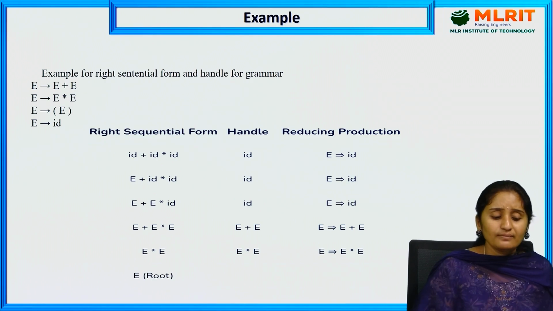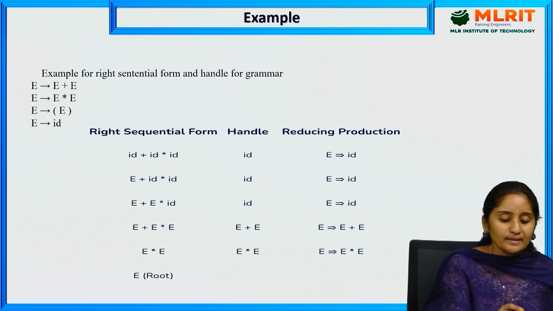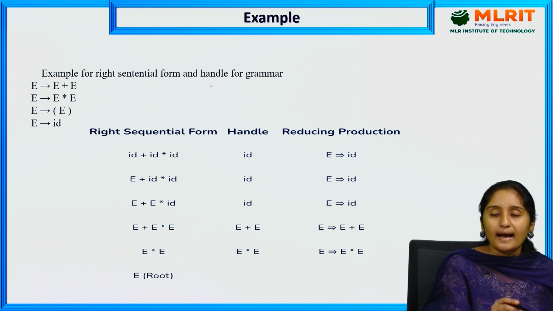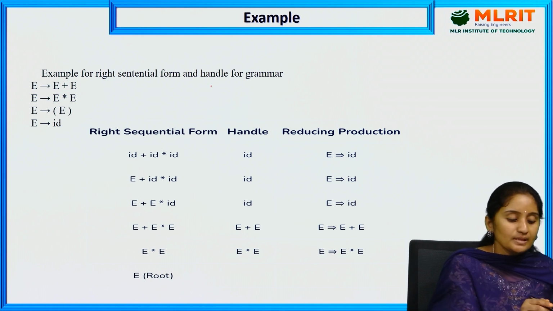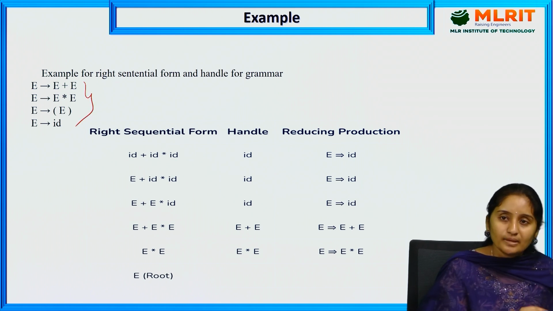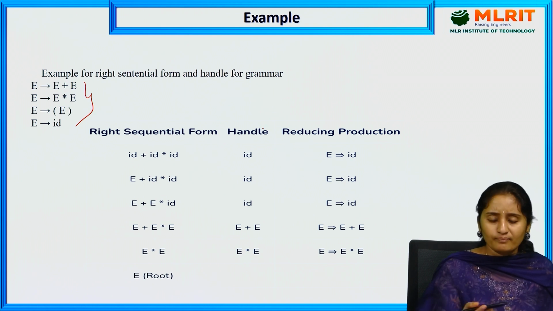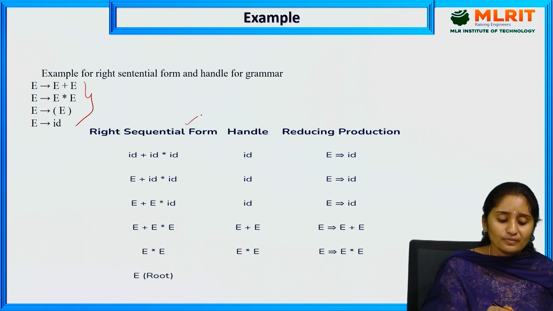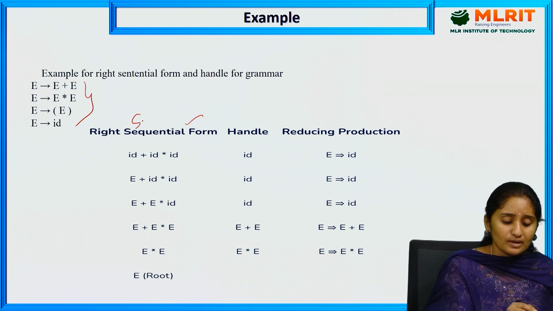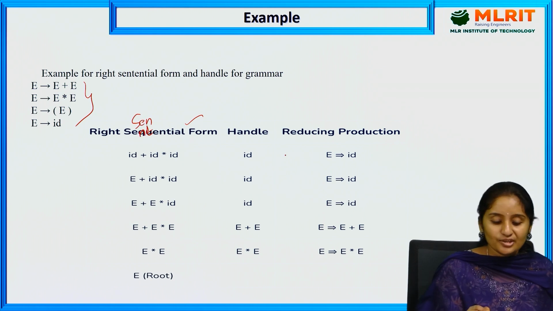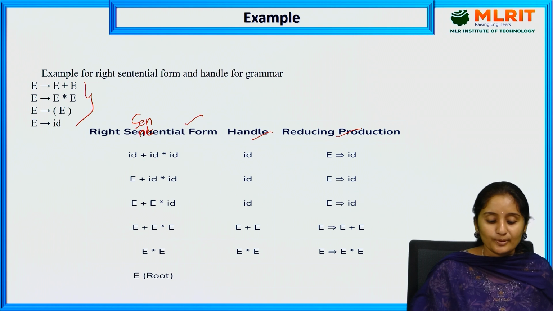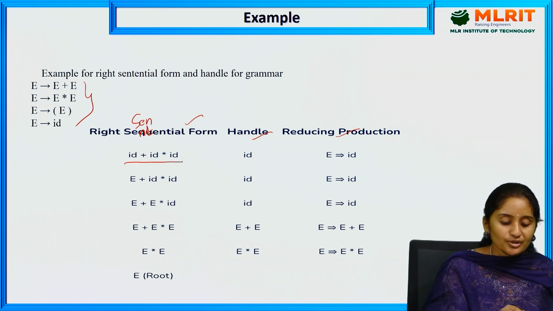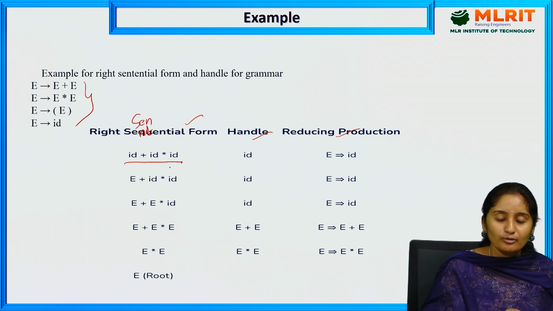So let us see one example: right sentential form and handle for the grammar. This is my grammar. A grammar consists of productions. These are the three columns we are going to take. The first one is right sentential, the next one is handle, and next we are going to have the reduce production. What is the input string I am going to have? ID plus ID into ID is my input string.